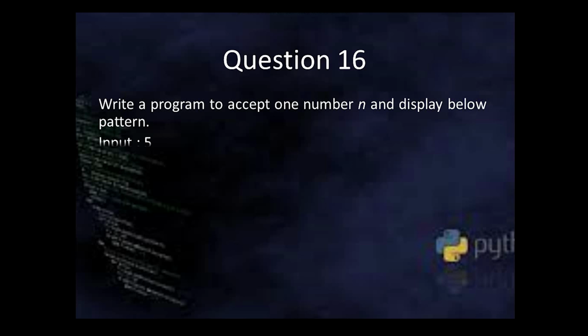Now the next question is, write a program to accept one number n and display the below pattern. Now input is 5 and the output should be in this manner. First, it will display 5 stars, then 4, then 3, then 2, then 1, going on. Clear? Okay, now this question also you can solve in different ways using a simple single for loop and taking the benefit of Python string multiplication, or you can use a traditional approach of nested for loop also.